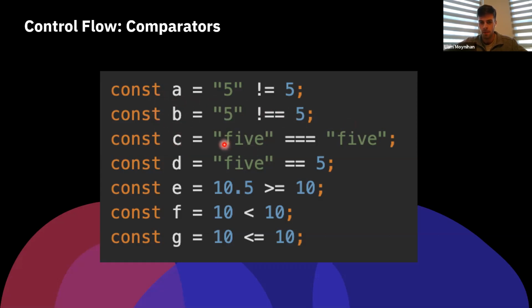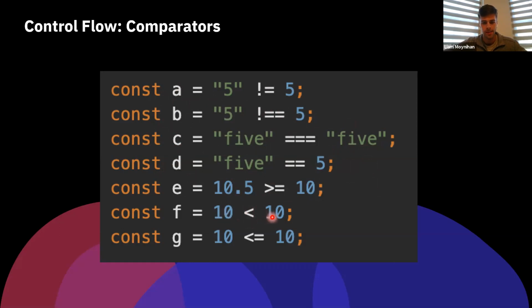C, when we compare them, 5 and 5, they're the exact same string, so that is true. But D, this one's a little bit tricky. JavaScript's not going to change words into numbers, so this is going to be false. The double equals will only convert it if it's the exact same value. It's not going to do anything super weird like this. So D is false.